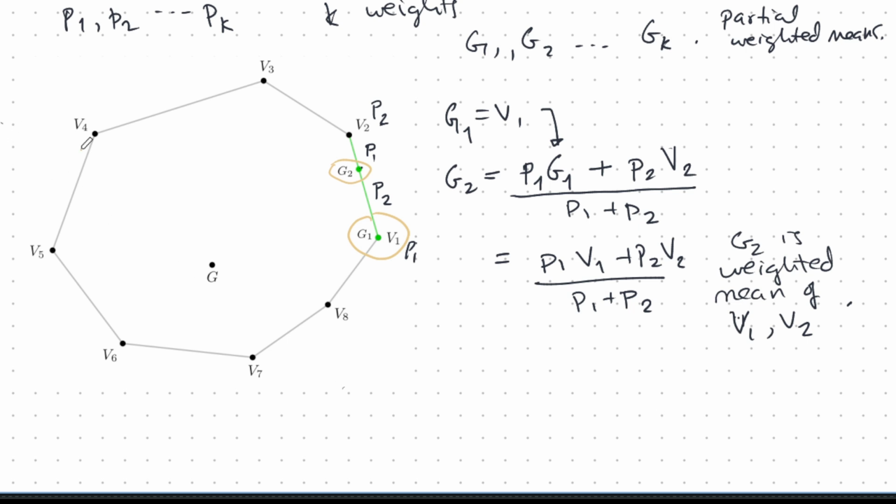Also notice that I put here my final weighted mean, G. Okay, so we want to be able to get to this point. Right now we're here at G2. We started at G1. We're now at G2, but we want to get to this point here, G. That's our final destination.